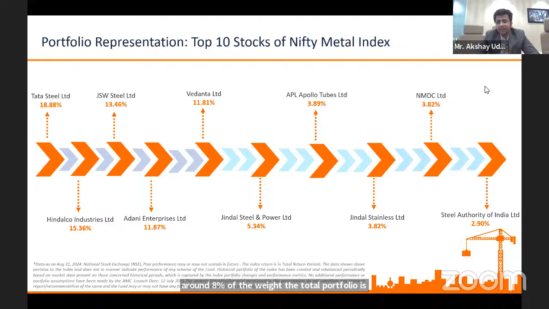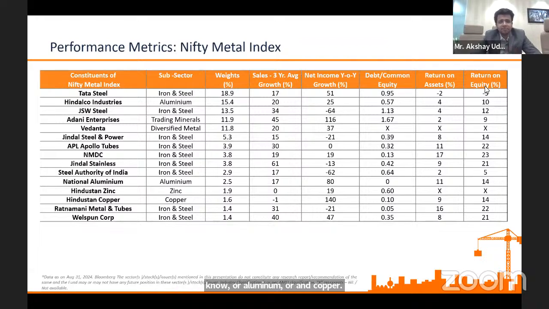So, it again has exposure to each of the sub sectors that we explained earlier, like steel, iron ore, aluminium and copper. Comparing the performance metrics of the Nifty Metal Index. As explained earlier, we have around 51% of the companies belonging to the iron and steel segment. Then we have around 23% exposure to diversified metal players. We have around 17% exposure to aluminum companies, and the remaining exposure comes from zinc and copper companies.